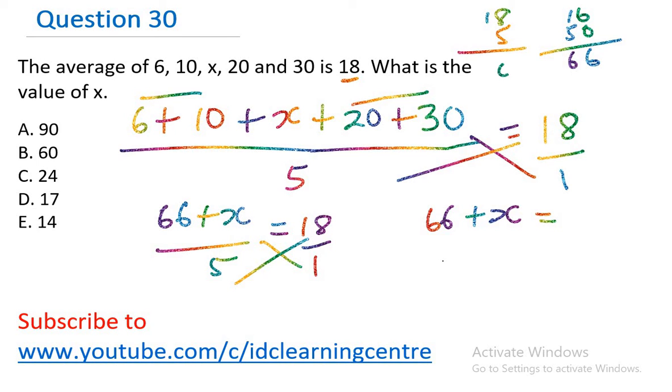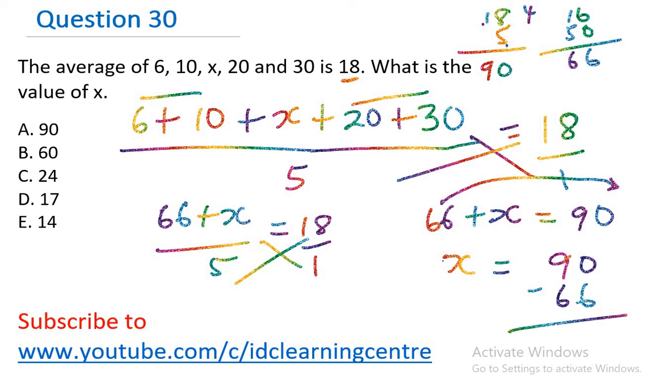5 times 8 is 40. 0 put 4. 5 times 1 is 5 plus 4, 9. That's 90. 18 times 5 is 90. To get the value of x, collect like terms. Move 66 to the right. The value of x will now be 90 minus 66, since 66 will change to negative. Borrow 1 from 9, it reduces to 8. Put the 1 here. 10 minus 6 is 4. 8 minus 6 is 2. So the value of x is 24, which is C.